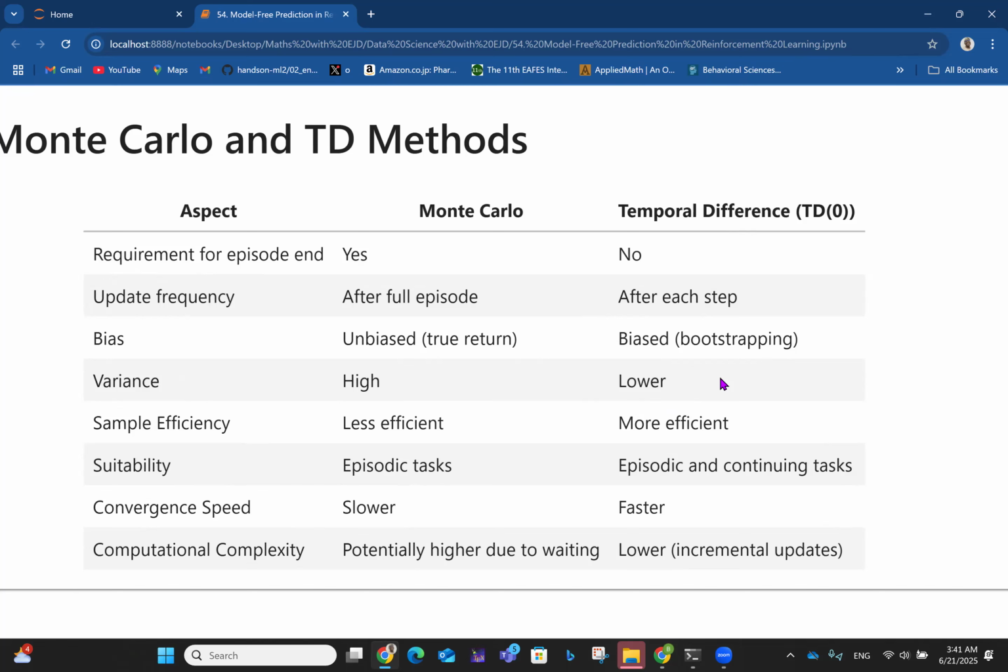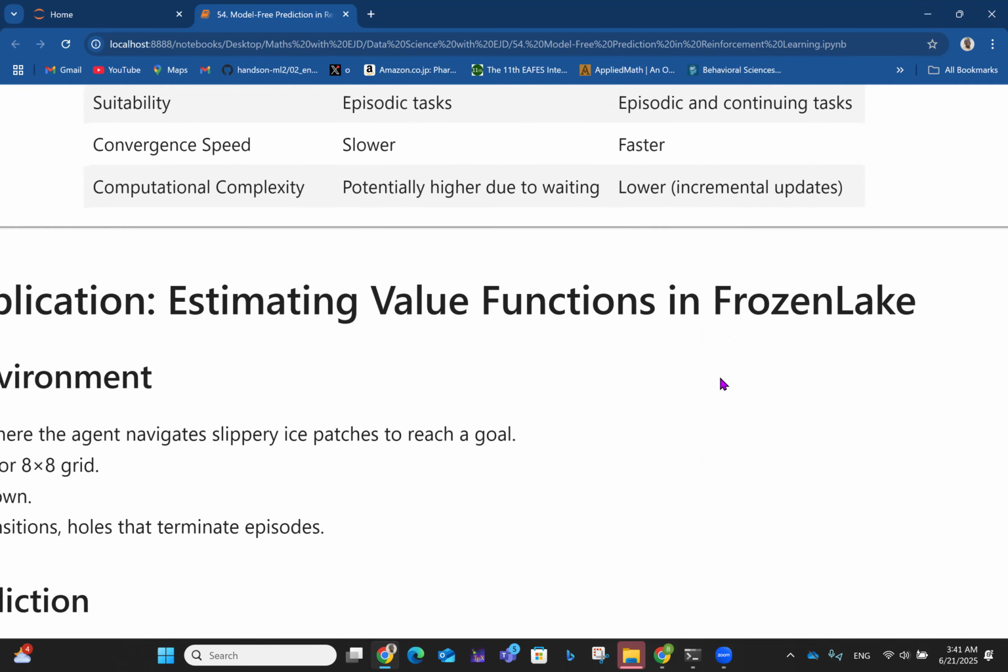Sample efficiency is less efficient with Monte Carlo, and more efficient with temporal difference. So suitability, Monte Carlo is suitable for episodic tasks, while temporal difference is good for both episodic and continuing tasks. Convergence speed, Monte Carlo slower, temporal difference faster. Computational complexity potentially higher due to weighting in Monte Carlo, but it is lower in temporal difference due to the fact that it works with incremental updates.